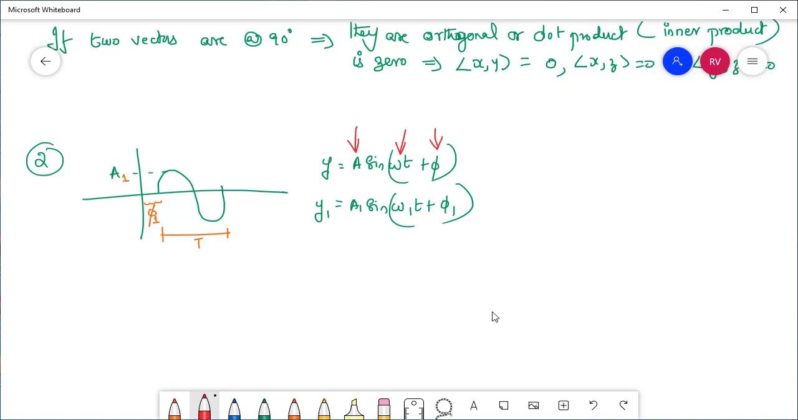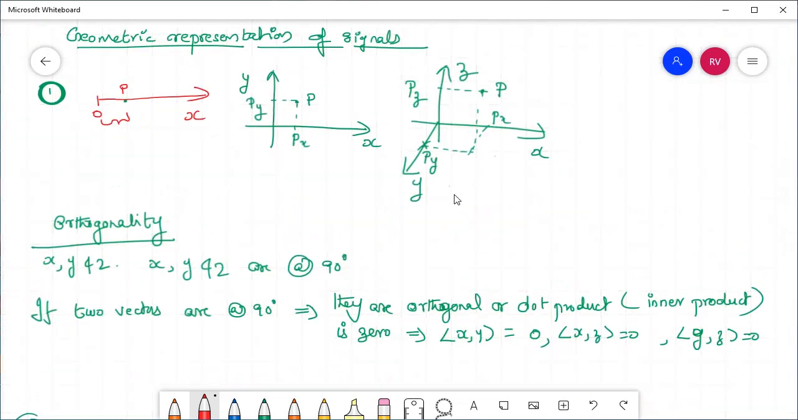Note that A, omega, and phi do not have anything in common. In a sense, you can say they are orthogonal. See, X, Y, and Z are orthogonal. So X doesn't have any component in Y, Y doesn't have any component in X, and Y doesn't have any component in Z as well.